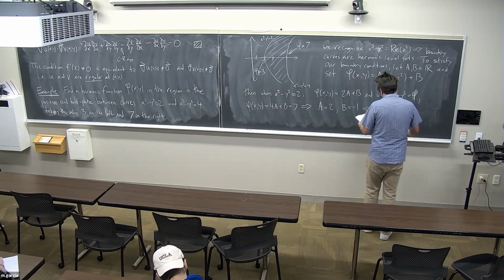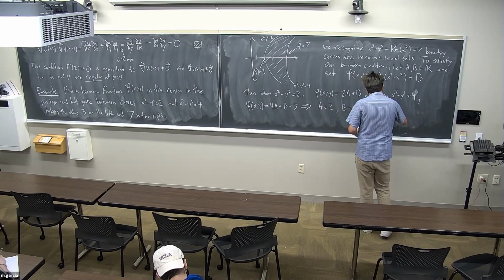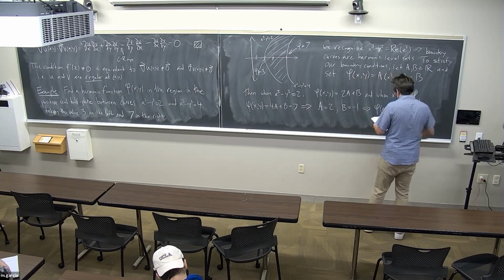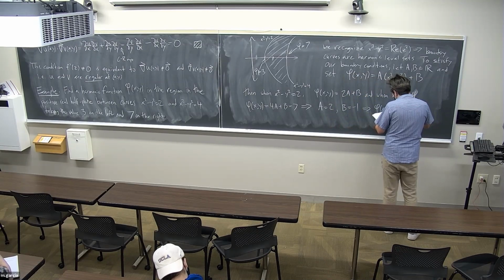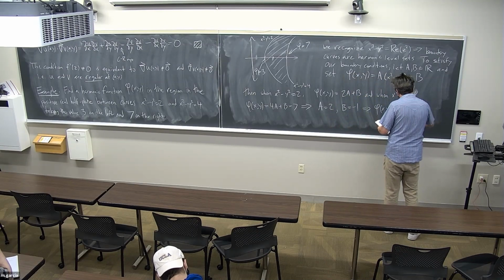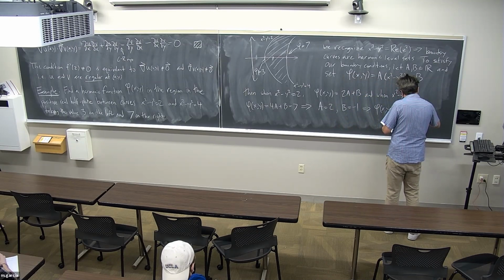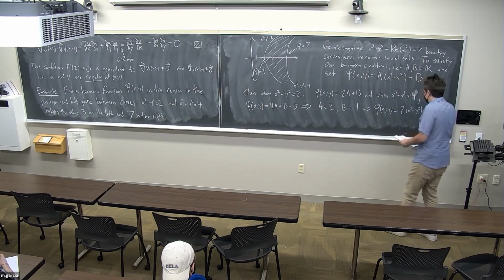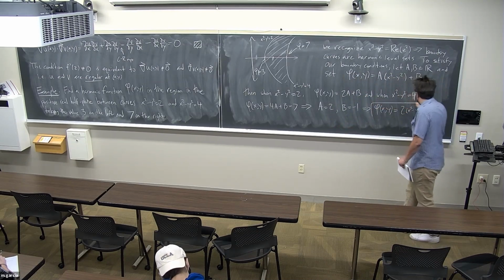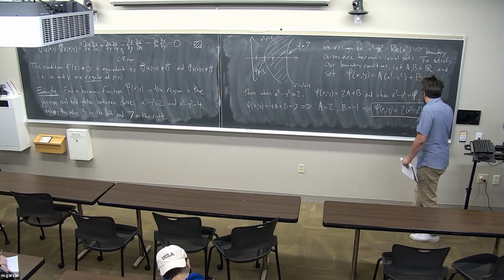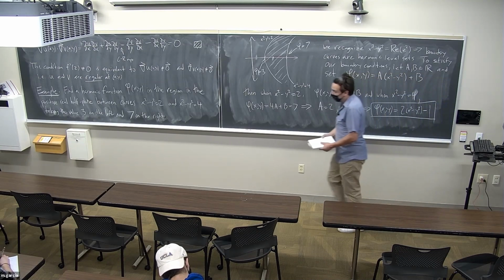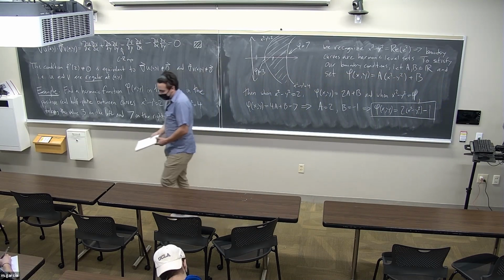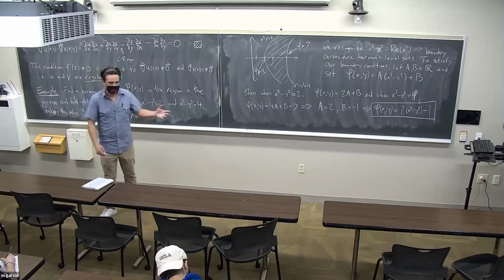Okay, so altogether, this tells us our function phi satisfying the harmonic equation in our region is given as follows. Okay, so this is kind of contrived, right? This is just like the example that we've been working with a lot.